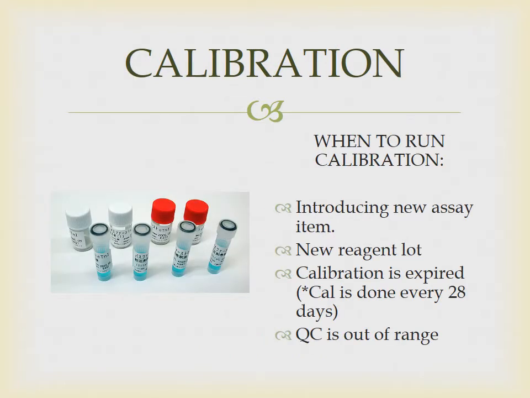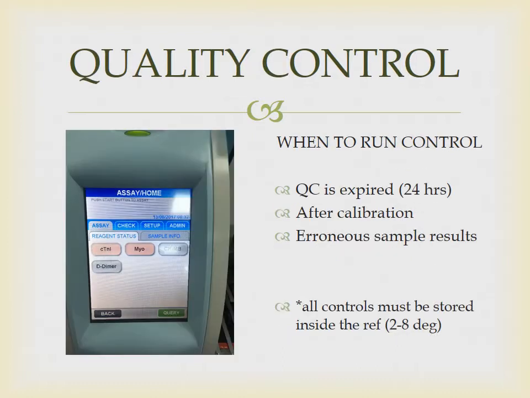When to run the calibration: introducing a new assay item, new reagent lot, calibration is expired (calibration is done every 28 days), QC is out of range. When to run control: QC is expired, QC in 24 hours, after calibration, erroneous sample results. All controls must be stored inside the refrigerator at 2 to 8 degrees.